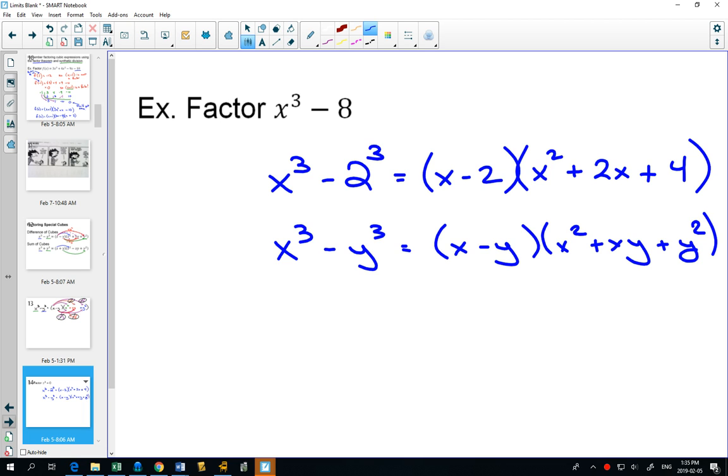Right? My x is x, so that's easy to apply in the formula. My y in this case is a 2. So here, when I have xy, that'll be x times 2, so I could just write 2x. And here, where I have y squared, it'll just be 2 squared, so I could write 4.